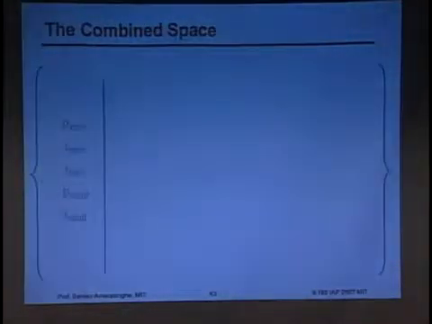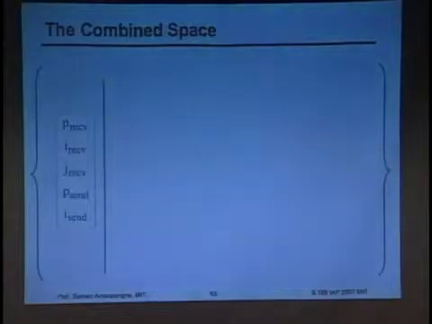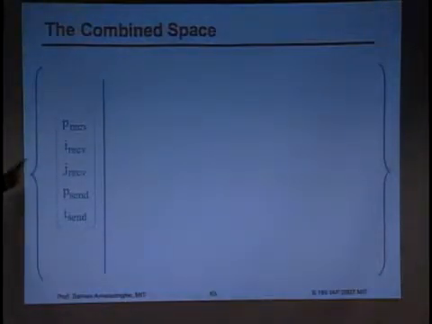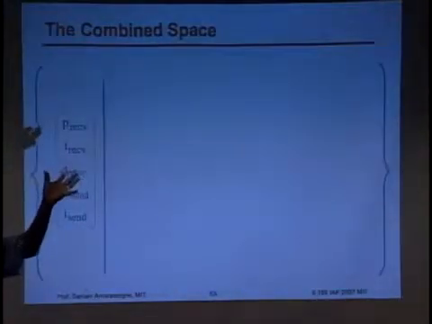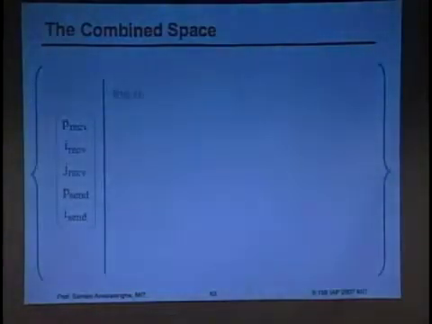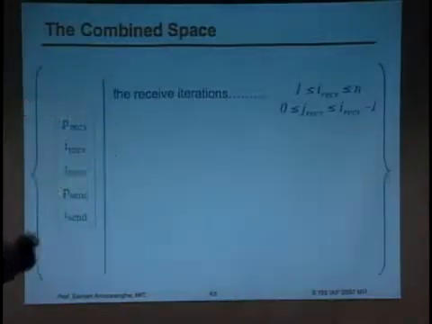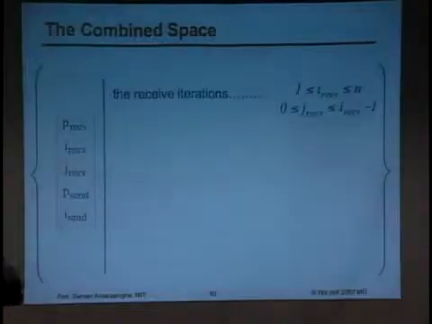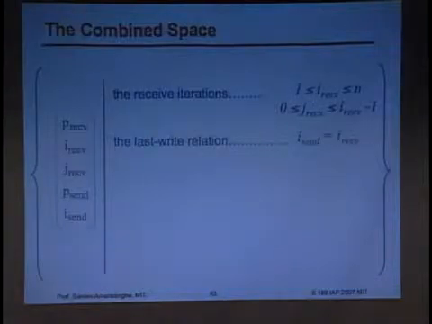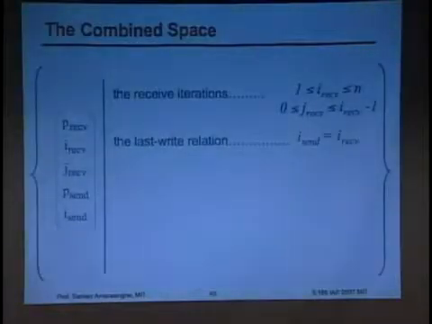Come on. Okay, good. So what we can do is, now I have processors who read, processors who write, and iterations that are actually reading and writing. One thing I can do is represent it using a huge multidimensional space. What happens in here is the receive iterations. Those are the iterations where data has to be received in communication. I assume that the part I'm communicating is also within the loop bounds. I can write that. And the last write relation is that what I send has to be what I receive.